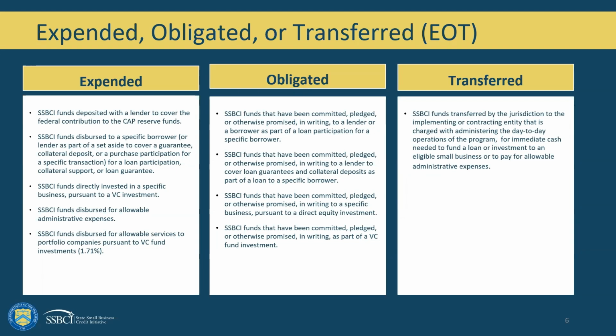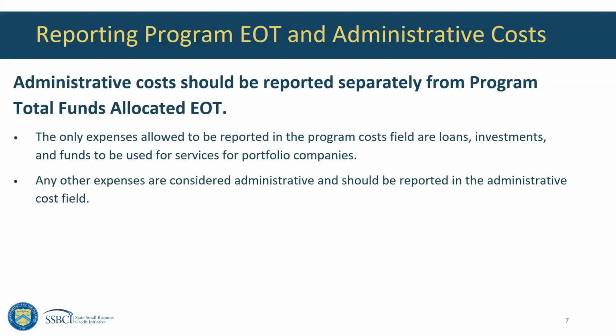Okay, we will move on to the next slide on reporting program EOT and administrative costs. Program funds EOT should only include loans, investments, and funds to be used for 171 fees for services for portfolio companies. All of the other expenses are considered administrative and should be reported in the administrative cost field. Therefore, VC committed capital for administrative costs should not be included in the program funds EOT.